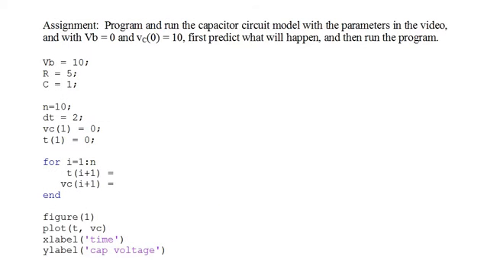The assignment is to program and run the capacitor circuit model with the parameters given in the video, and also run it with a battery voltage of 0 volts and an initial voltage on the capacitor of 10 volts. First, predict what will happen, then run the program and see if you were right.